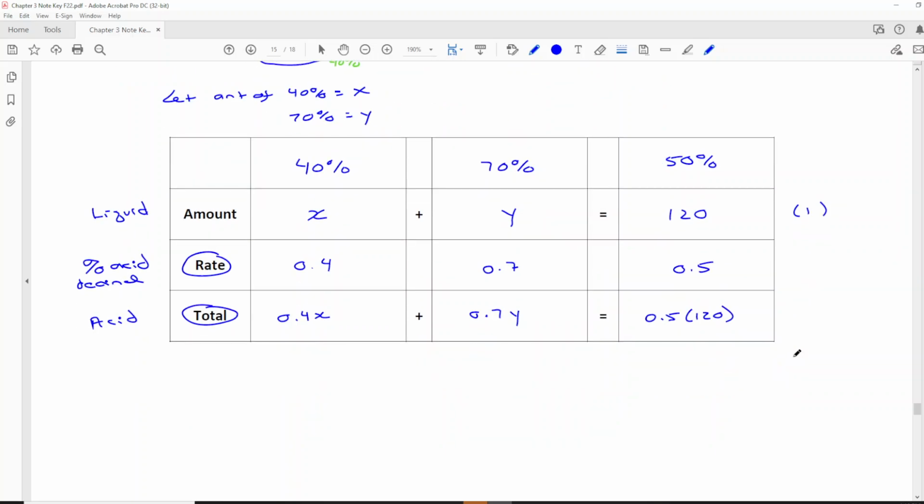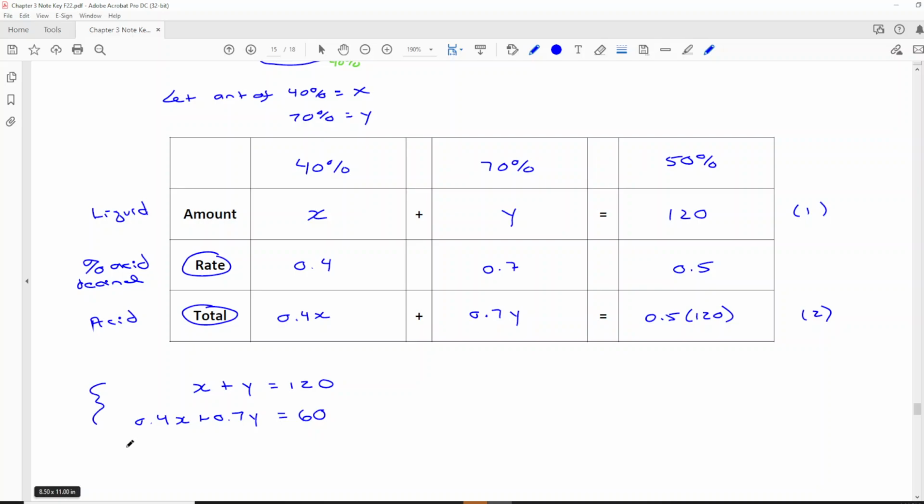So that now I have equation 2. So to write my system, I have x plus y equals 120, and then I have 0.4x plus 0.7y equals 50% of 120, which is 60. So this is my system.